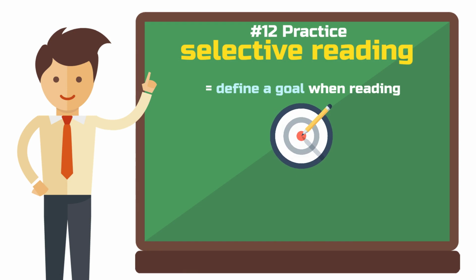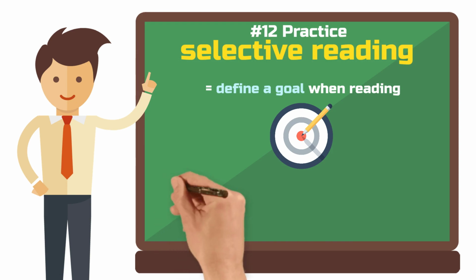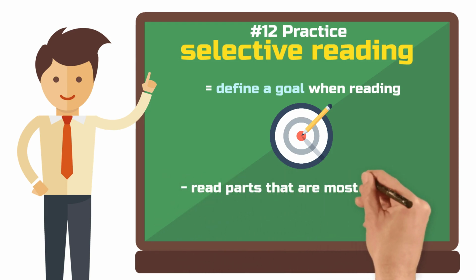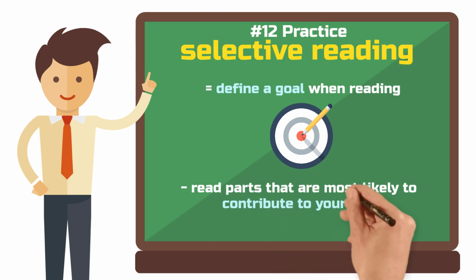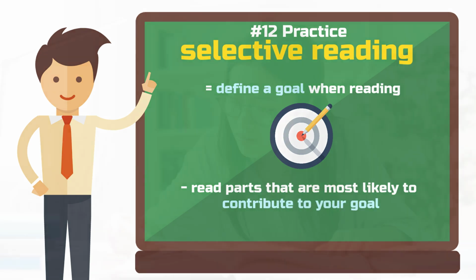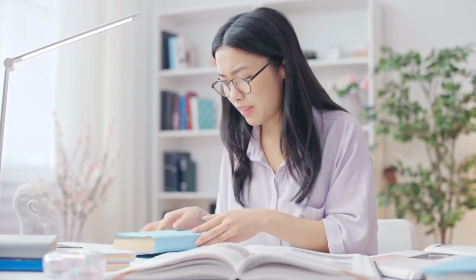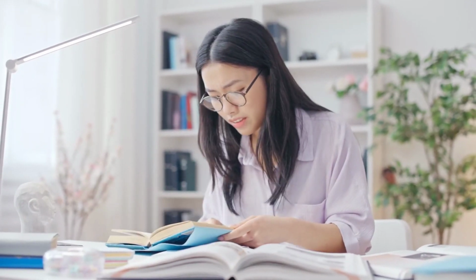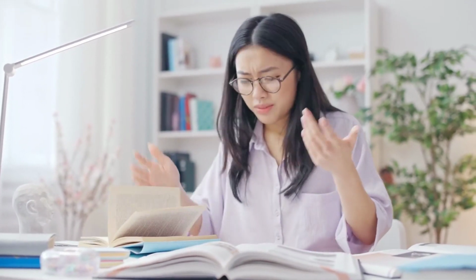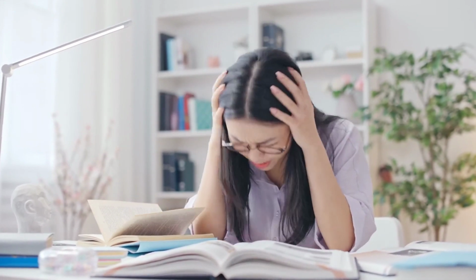If your reading goal is to find a definition, you do not need to read the findings section of a journal paper. Look for the parts that are most likely to contribute to your reading goal and skip the rest. It is tempting to read everything from start to finish. But don't do it. It's literally a waste of time.